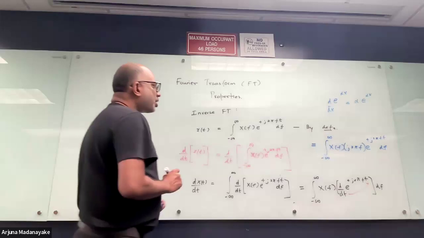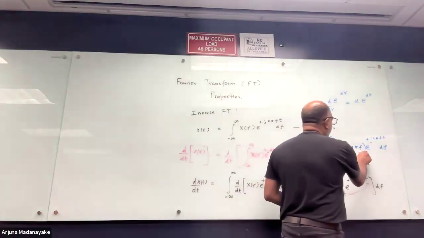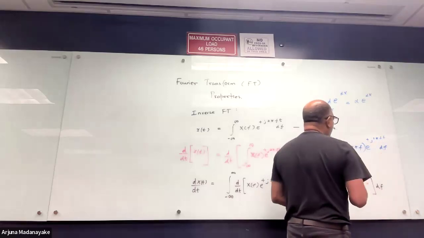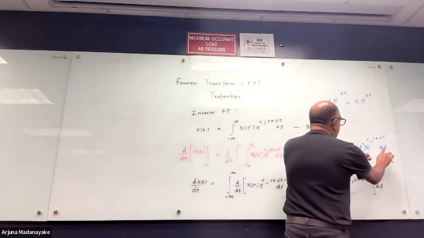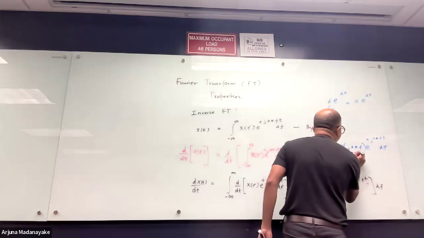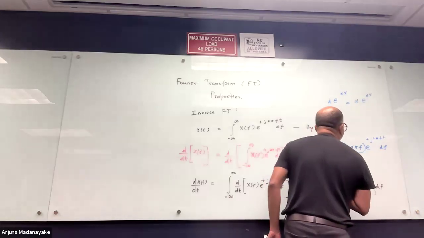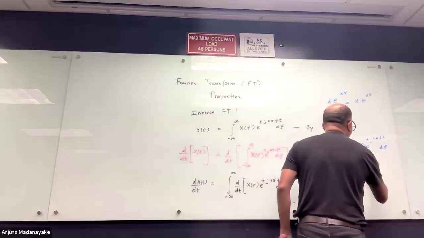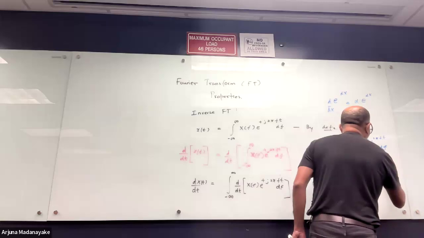So now I have a function, right? I have x of f, j 2 pi f, this whole thing. And this is a function of f, this is a function of f, this is the Fourier transform basis component. So I can group this whole thing into a new function, x1 of f, where x1 of f is simply x of f times j 2 pi f.